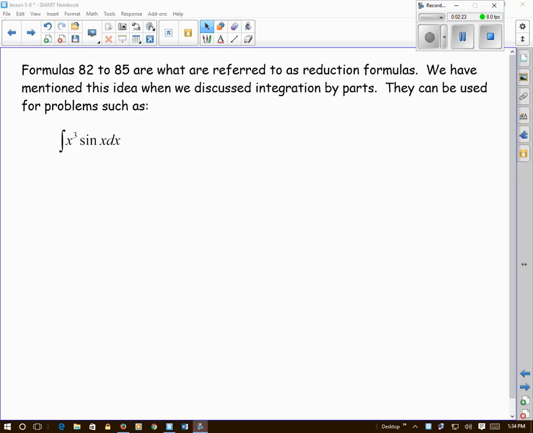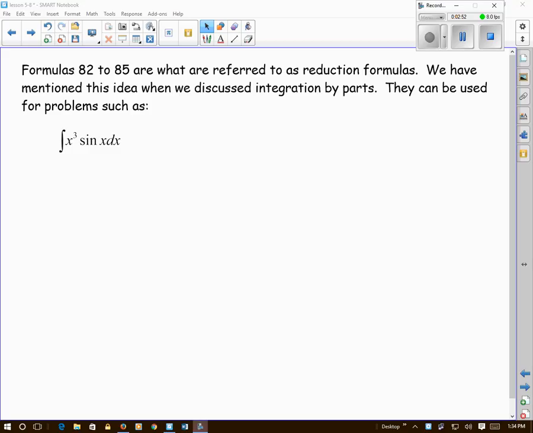Actually, it looks like just 84 through 86. And then some other ones later on. Notice that the answer has an integral in it. So that means these are what are called a reduction formula, because we're going to hopefully make that a simpler integral than the original one that we can then find some other way.